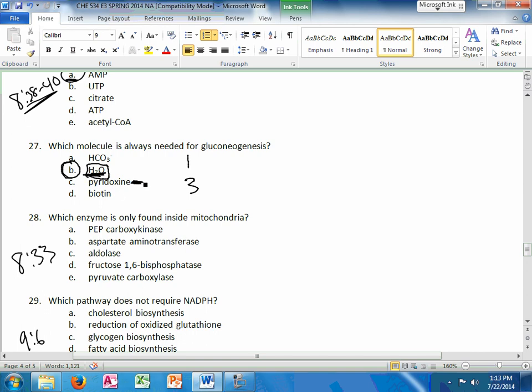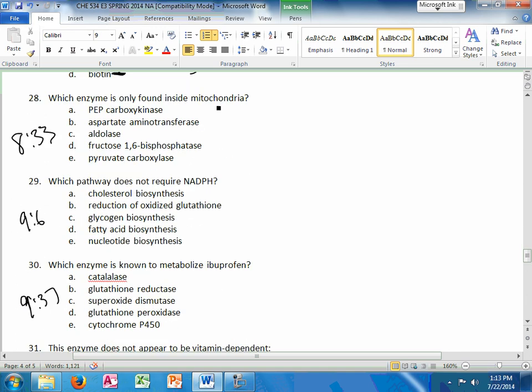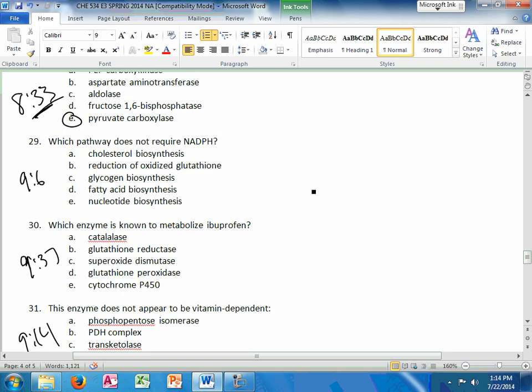This is amino acids only. This is stuff entering in at pyruvate only. Same with this, it's pyruvate only. It's involved in the carboxylation reaction. Enzyme is found only inside the mitochondria. Pyruvate carboxylase. Slide 33 has a good summary of enzyme locations and where they're found.